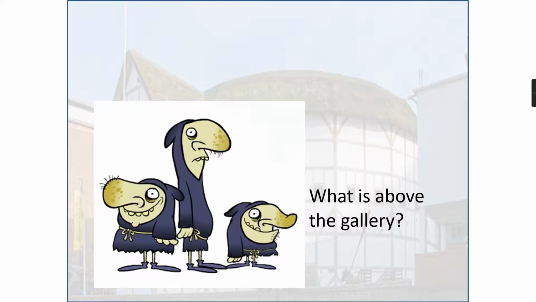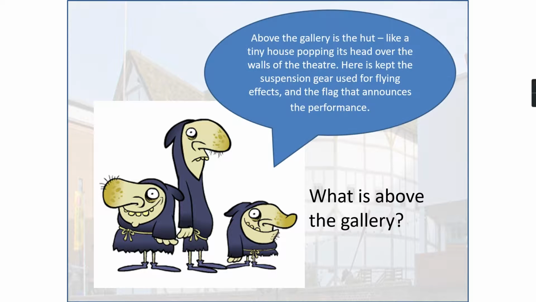So, what is above the gallery then? Above the gallery is a hut, like a tiny house popping its head over the walls of the theatre. The suspension gear that was used for flying effects is kept there, so all of the harnesses and things like that would be kept there, and the flag that announces the performances would also be kept there.